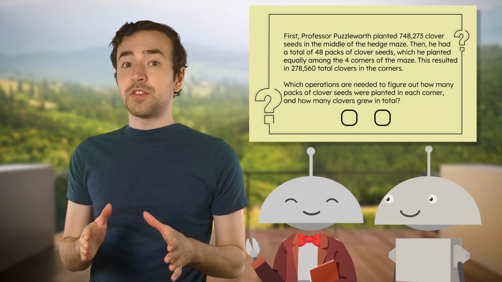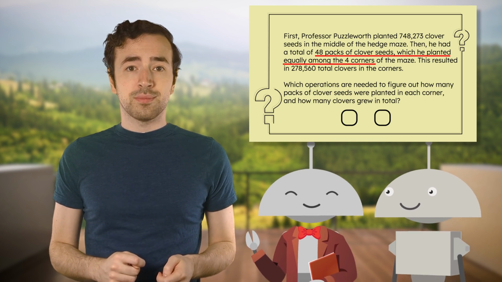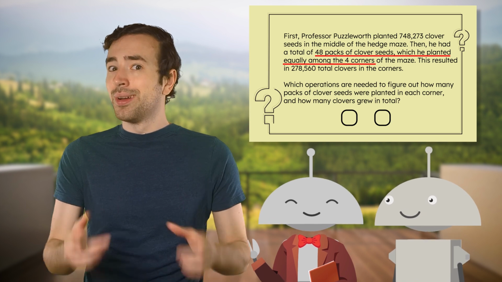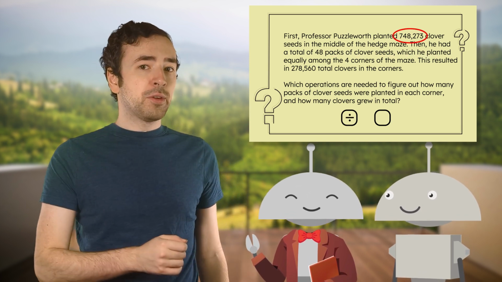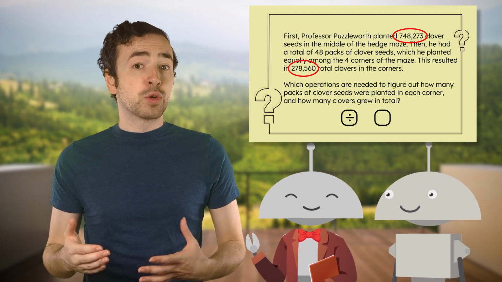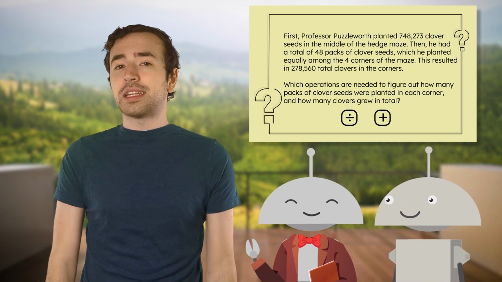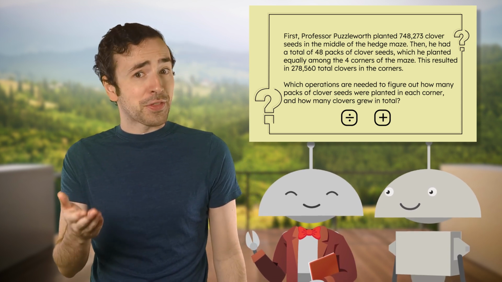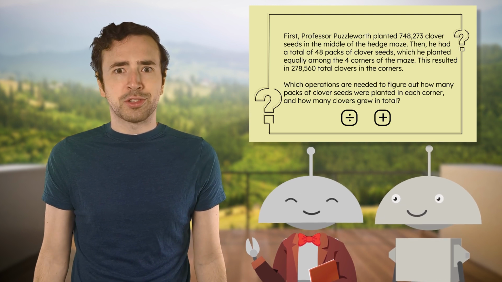Which operation can we use to figure out how many packs of clover seeds were planted in each corner? We have a total amount, 48, and 4 equal groups, so division, exactly. We also know how many clovers he planted in the middle and how many grew in the corners. So which operation can be used to figure out how many clovers grew in total? Addition, yeah. Every correct answer will bring you closer to the treasure at the center of the maze, and you've already figured out the first one. And don't worry, Mia will be right there with you. She really wants that treasure.